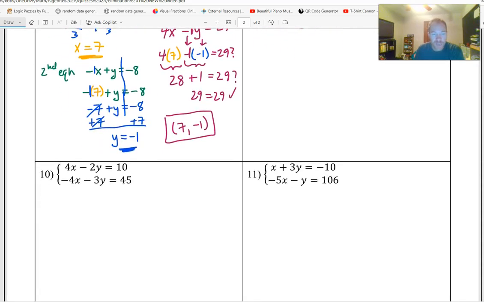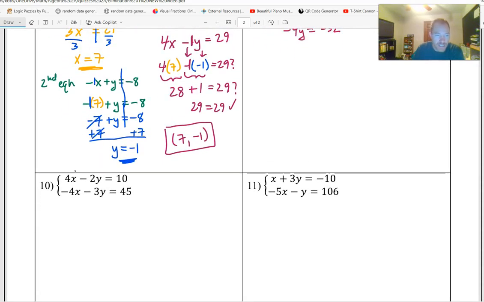Number 10, we've got opposite coefficients in the x variable again. +4x and -4x. If we add those together, that's 0x. We'd have a -2y here and a -3y. Those added together is a -5y. And then 10 plus 45 is 55. So again, you can finish solving that for y. Take that y value, put it in the first equation or the second, solve for your x value, and then check the other equation. Okay, and it should work out if you're doing everything correctly.